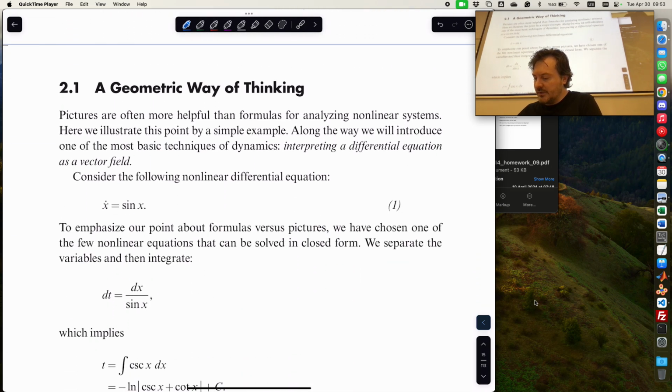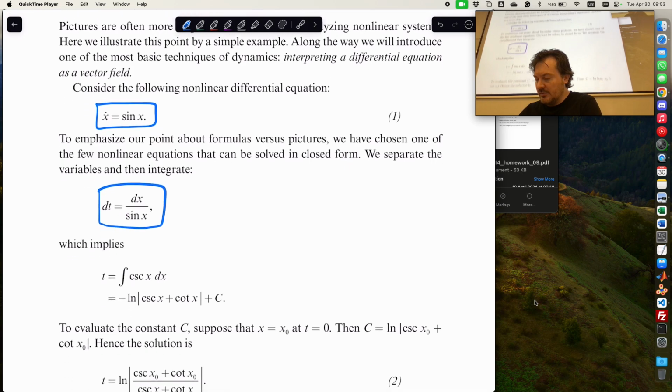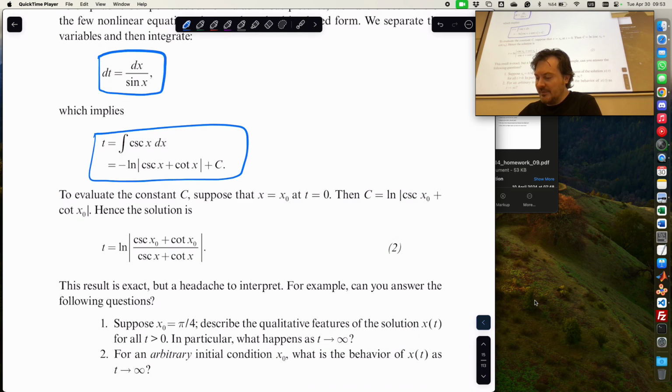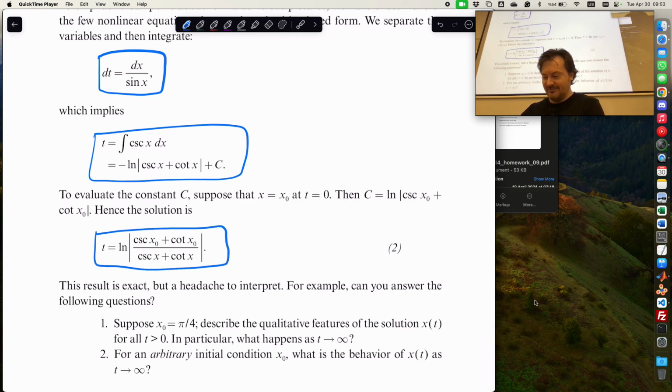f of x can be, for example, consider this system, okay? Can you solve this equation? Yes, you can. How do you solve it? Separation of variables. Is this a good method? Are you following this method? And this is the answer. You see, instead of x of t, we found t of x. I mean, is it a solution? Yes, it is. But do you understand it? Not at all, right? So that was the point.